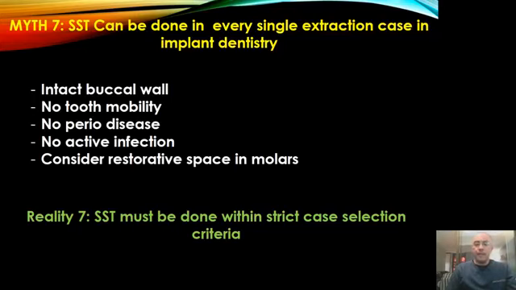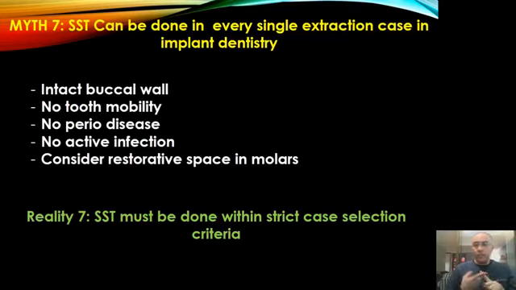The fact is, socket shield technique must be done within strict case selection criteria. We need to know exactly that we have some points that we need to make a good diagnosis before jumping into the socket shield procedure itself. We have to have intact buccal bone. We cannot really leave a shield just attached to soft tissue without bone around it. The main goal is to preserve the bone through the PDL intact, in contact with the bone itself.